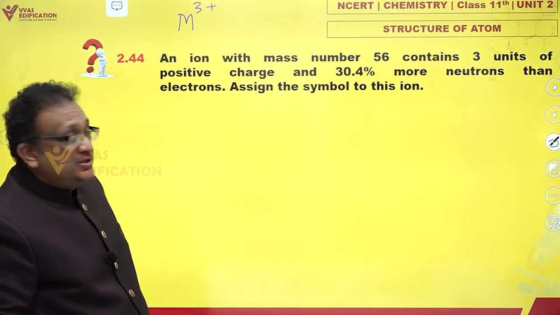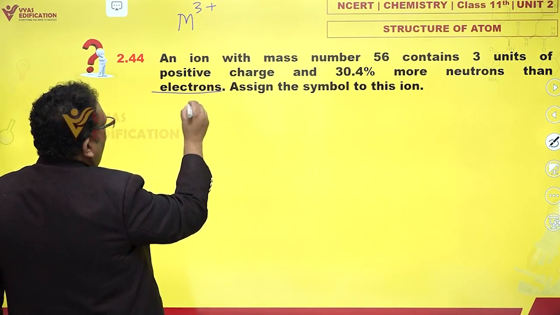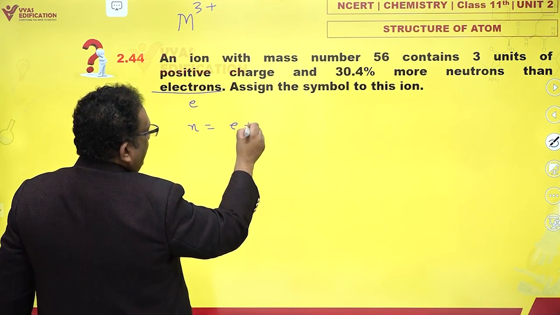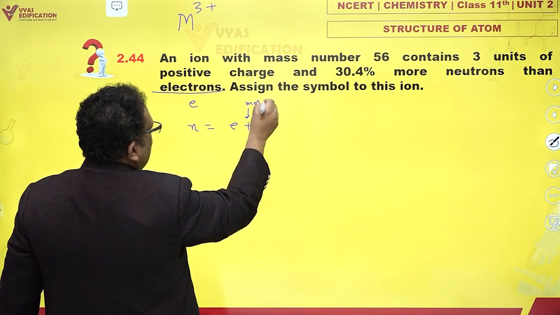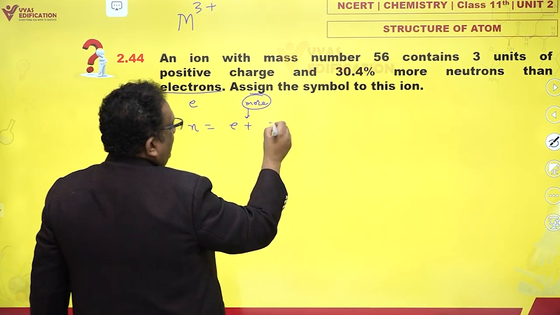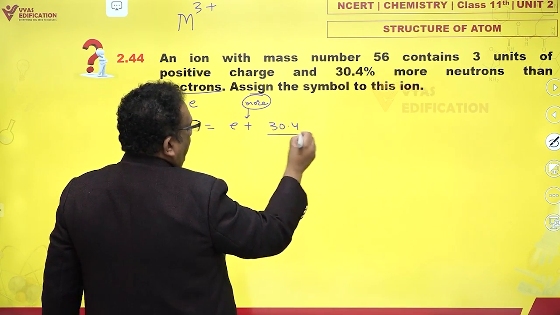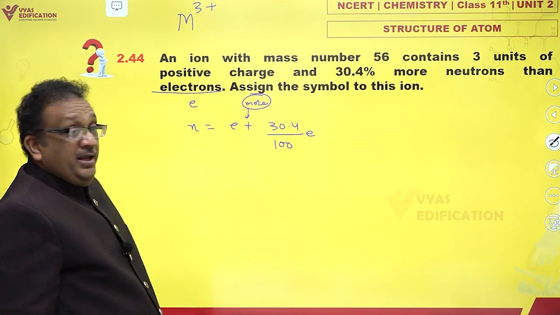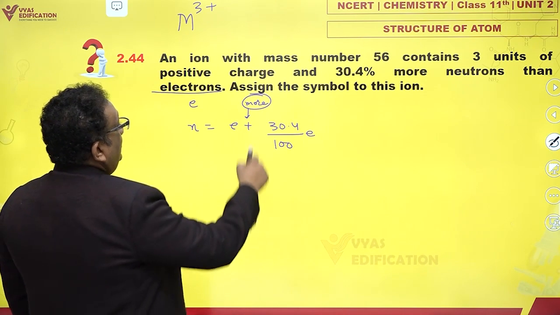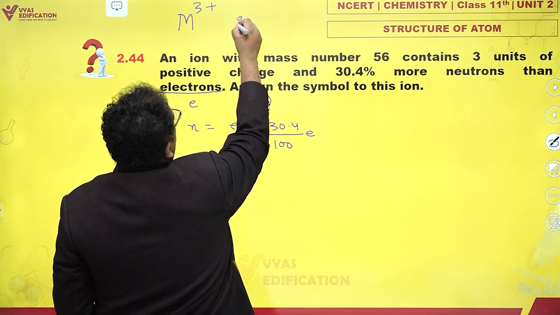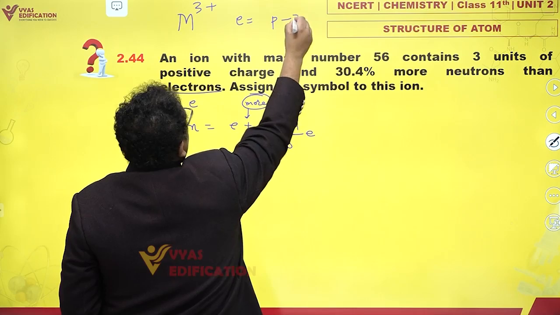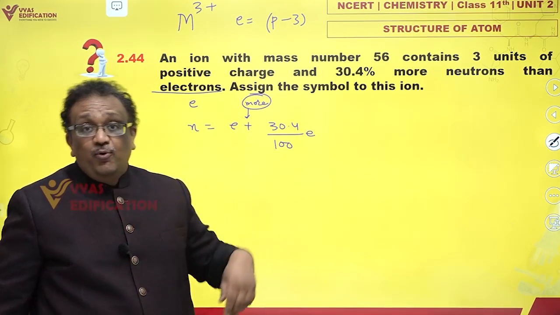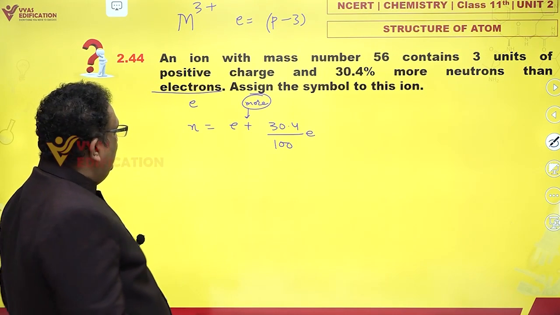than electrons. So say if the number of electrons is E, the number of neutrons is more, which means you have added a plus sign, 30.4 per cent, divided by 100, so much. And I am also aware that this is plus 3, so the number of electrons is the number of protons minus 3. Please note, electrons are less than protons, and that is why I have plus 3 charge.